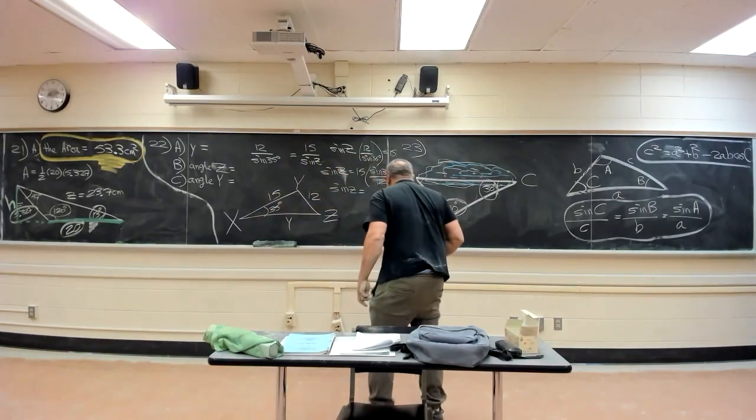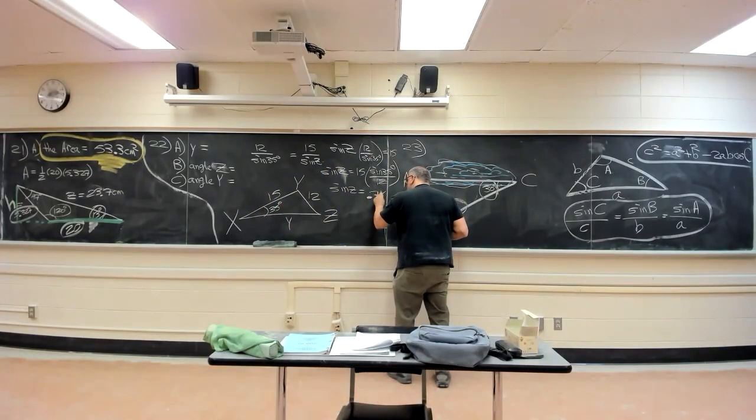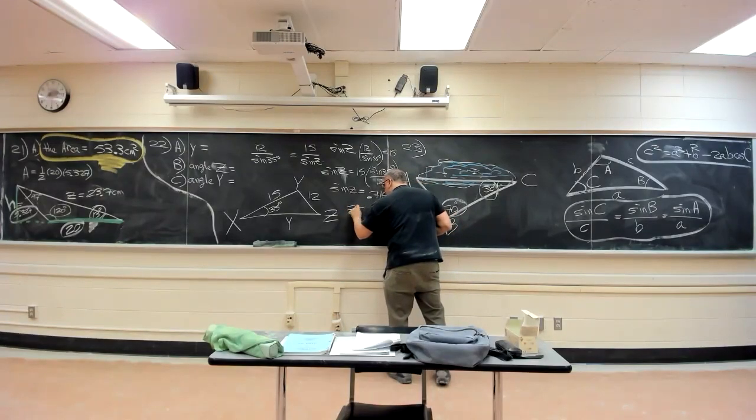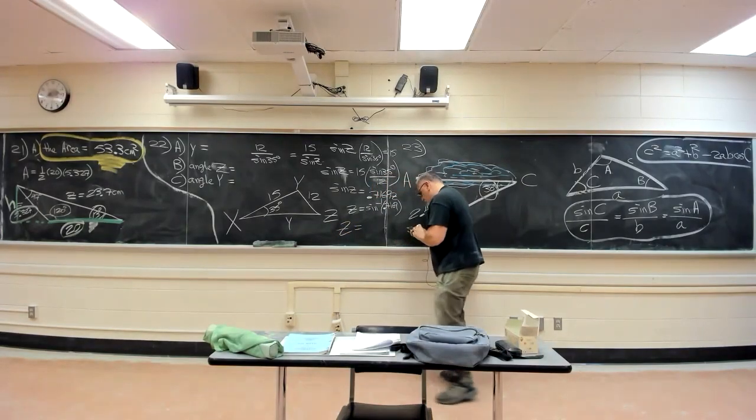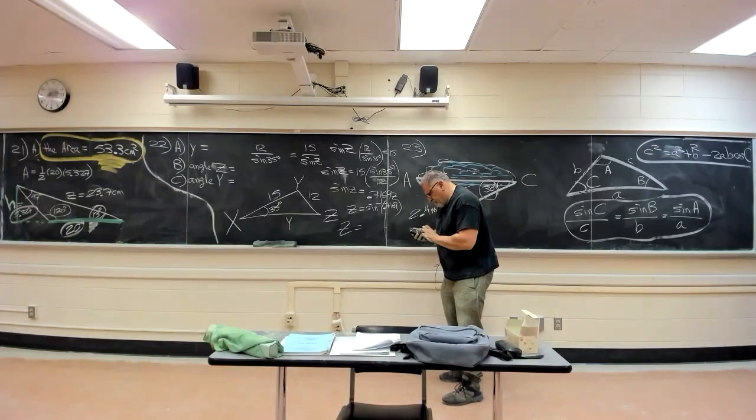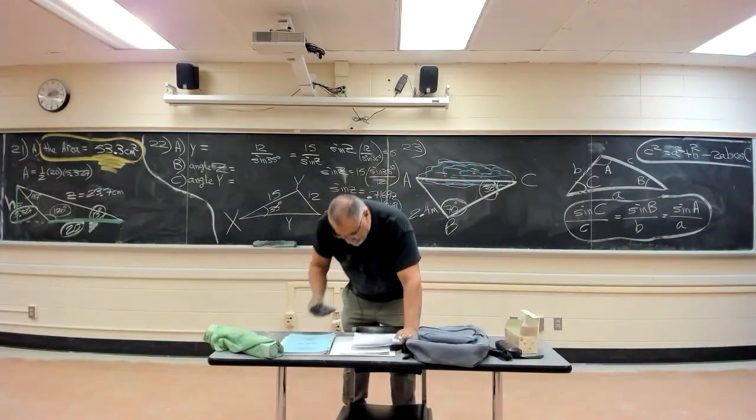0.71697. Get the inverse sine of 0.7169, get the inverse sine of that. 45.8 degrees is what I got there.